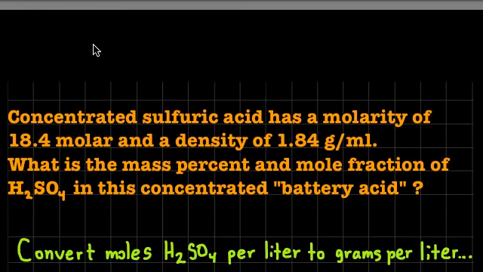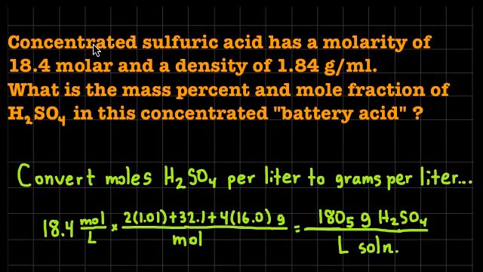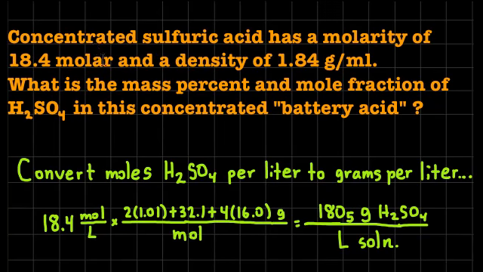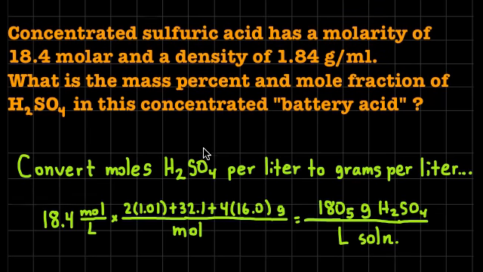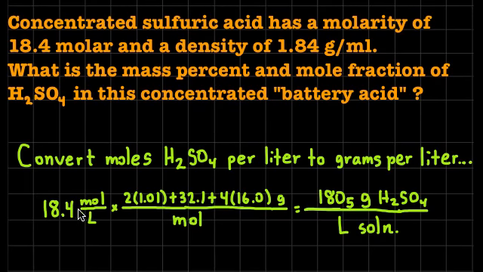But let's get into a question with regards to concentrated sulfuric acid. Molarity 18.4 molar, density 1.84 grams per milliliter. What's the mass percent and mole fraction? Well, mass percent compares the mass of H2SO4 to the total mass altogether, and the mole fraction compares the moles of H2SO4 to the total moles in the mixture, again, altogether. But again, 18.4 molar means 18.4 moles per liter.